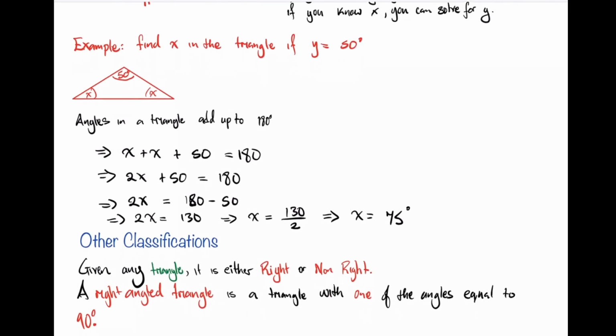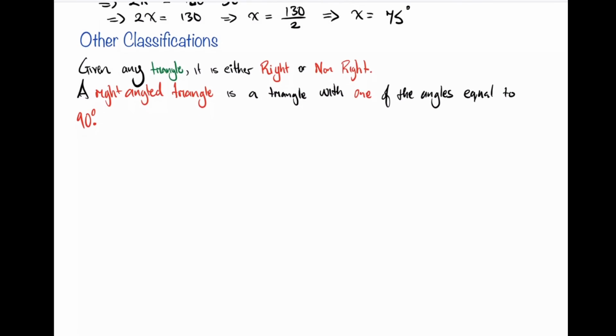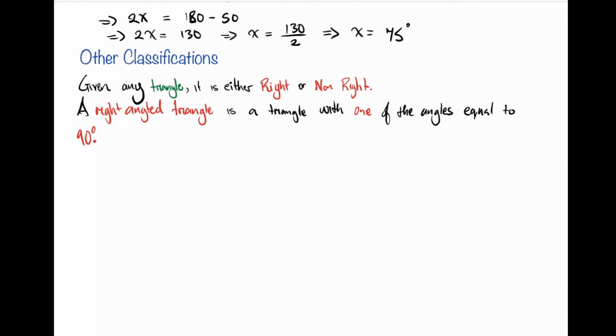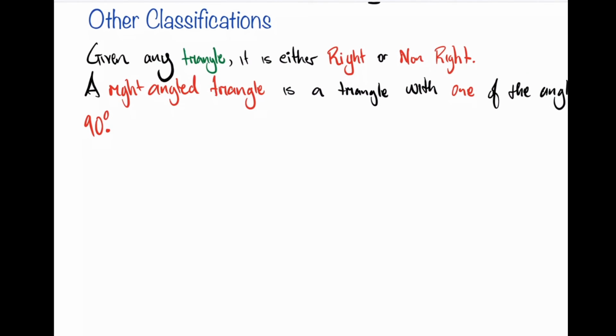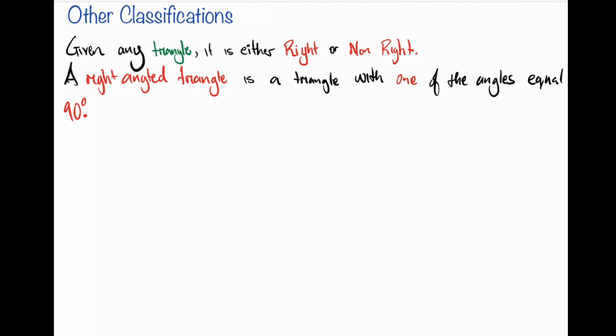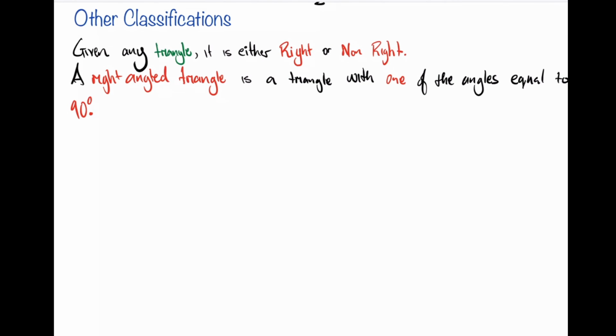Before we close off this introduction on trigonometry, we want to make a note that there are other ways of classifying triangles. Given any triangle, it is either right or non-right. Notice that we do not have a triangle that is called a left triangle. It's either a right triangle or a non-right triangle. And we say that a right-angled triangle is a triangle with one of the angles being equal to 90 degrees.